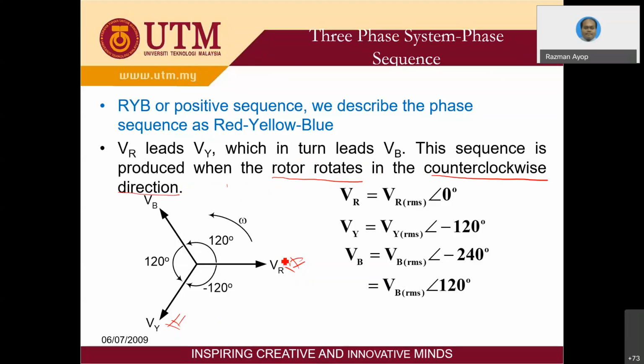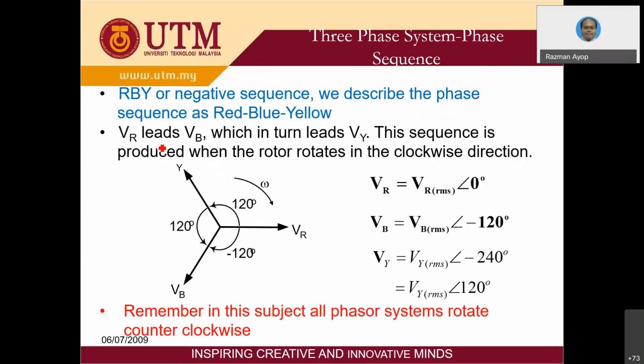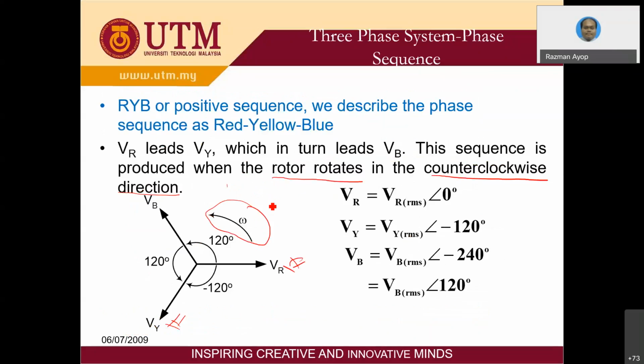Remember the generator? The generator has a stator and a rotor. If the rotor spins counterclockwise, it will produce positive sequence. How about negative? VR leads VB, which is flipped, as I said before. This one is caused by the rotor in clockwise direction, and the other one by counterclockwise direction.